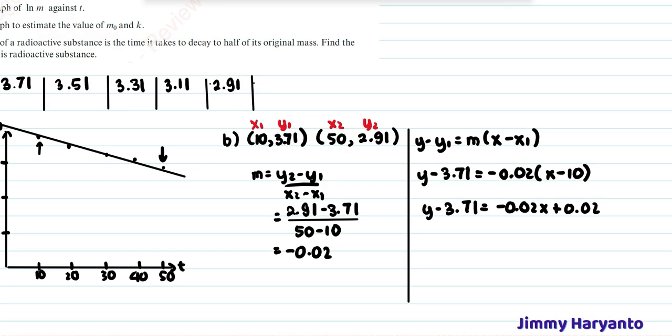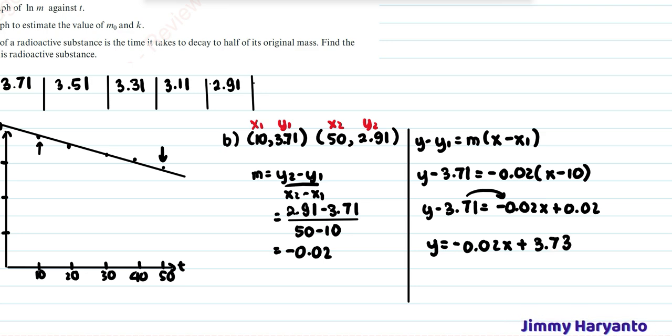Okay, and then after this we have to move the 3.71, so y equals negative 0.02x plus 3.73. Oh my bad, this one should be 0.2. Okay, so this one is 3.91.